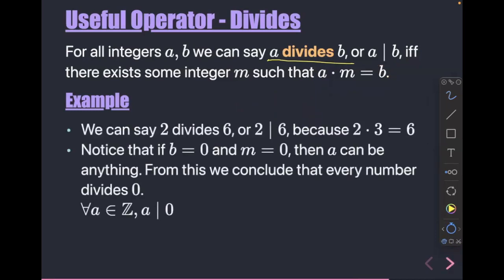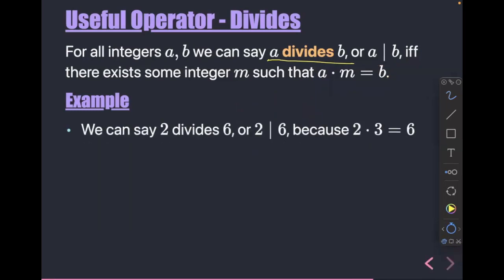So some examples, actually I'll just show this first one. We can say 2 divides 6, or this 2 bar 6 is a representation right here. Because you have 2 times 3 equals 6, or similarly, as I said, you could take 6 divided by 2 and you'd get 3, right? So 2 goes into 6, in other words.